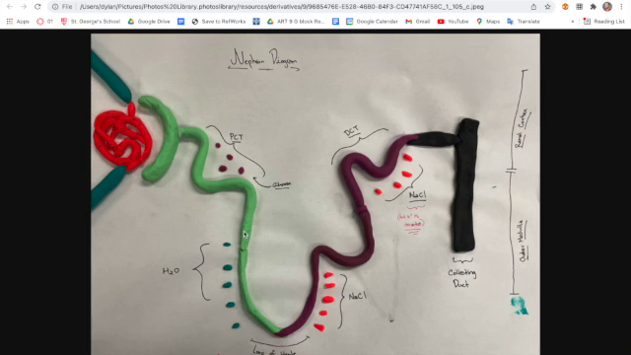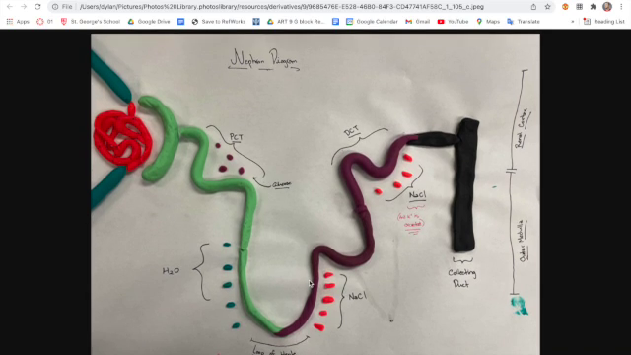The proximal convoluted tubule also contributes to tubular secretion of acidic waste, as certain products, including penicillin, ammonia, creatinine, and histamine, are all secreted into the renal tubules for eventual excretion. The loop of Henle.